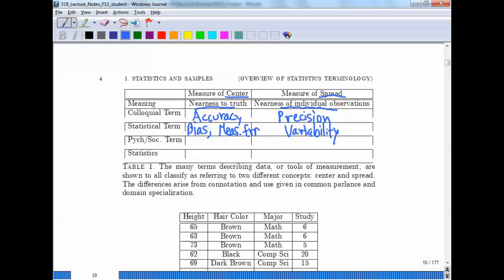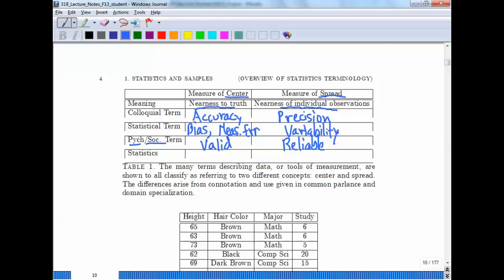Okay, now from a psychological standpoint or sociology, their measure for center: is it valid? In other words, is it accurately representing the truth? And then how much variation is there? They refer to that as reliability. Again, these all group under the same two concepts.